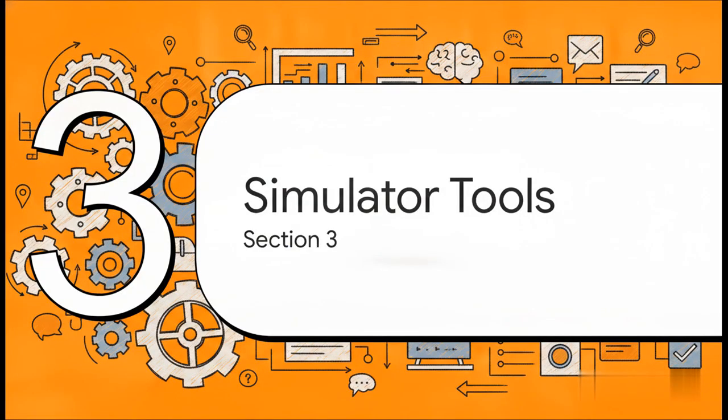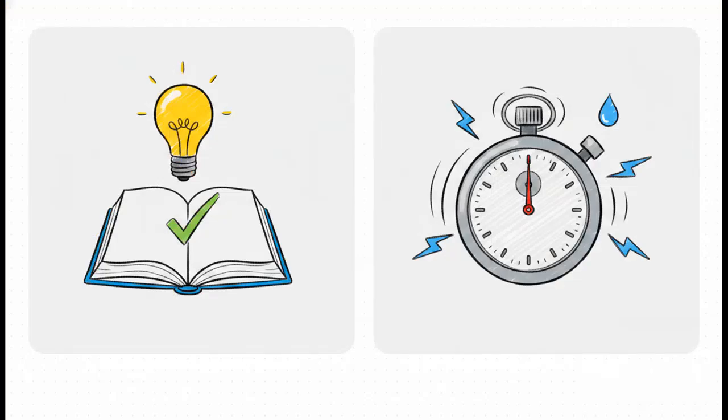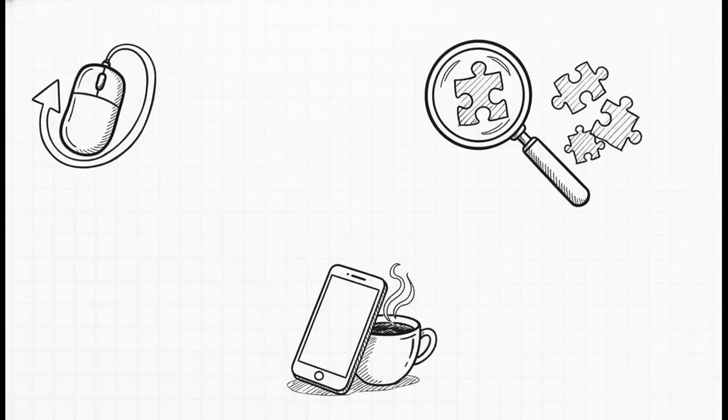Section 3. Simulator Tools. You've basically got two core phases for studying here. First is learning mode. This is fantastic for immediate comprehension because it gives you instant feedback with the correct answers displayed right away. Then, when you're feeling ready, switch to Take Exam mode. This drops the safety net and tests your endurance against the clock, totally simulating the high-pressure environment of the real testing center. Plus, it has some really smart features.